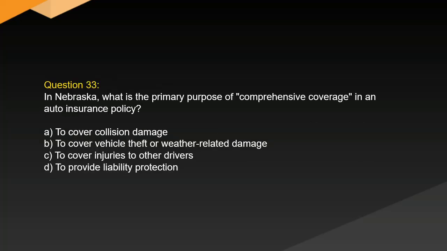Question 33. In Nebraska, what is the primary purpose of comprehensive coverage in an auto insurance policy? A. To cover collision damage. B. To cover vehicle theft or weather-related damage. C. To cover injuries to other drivers. D. To provide liability protection.